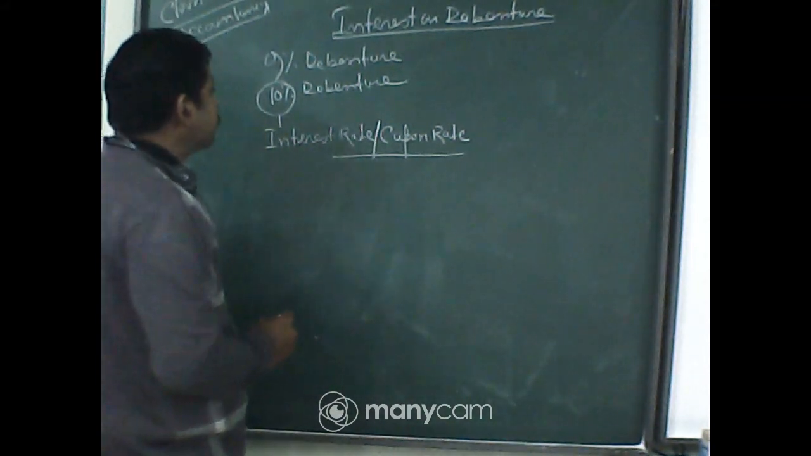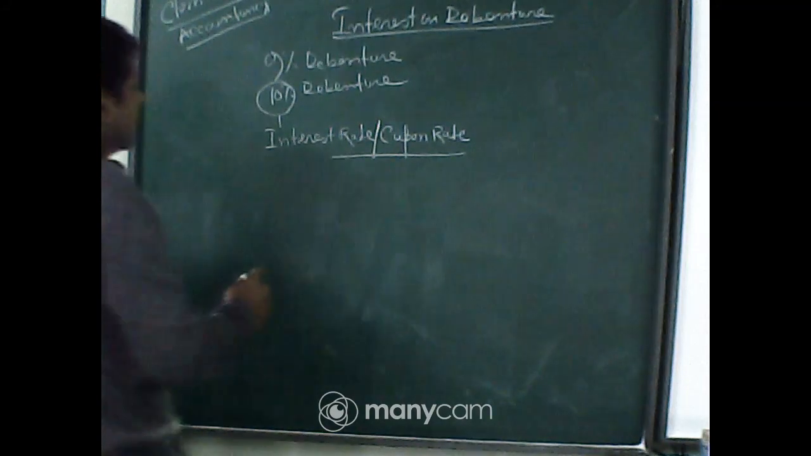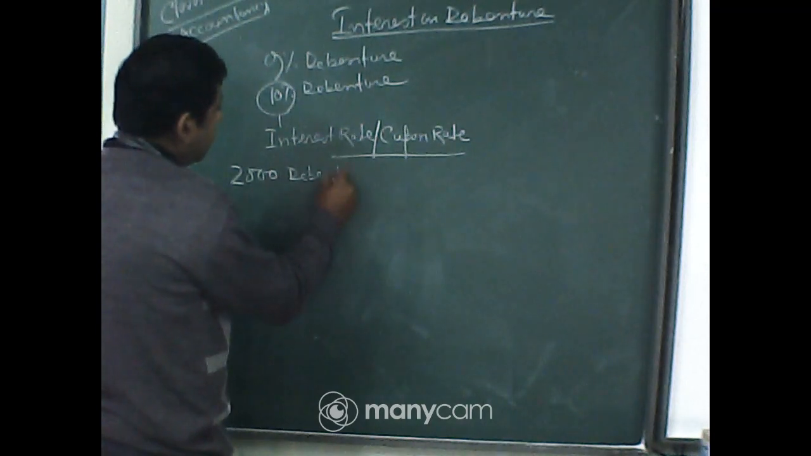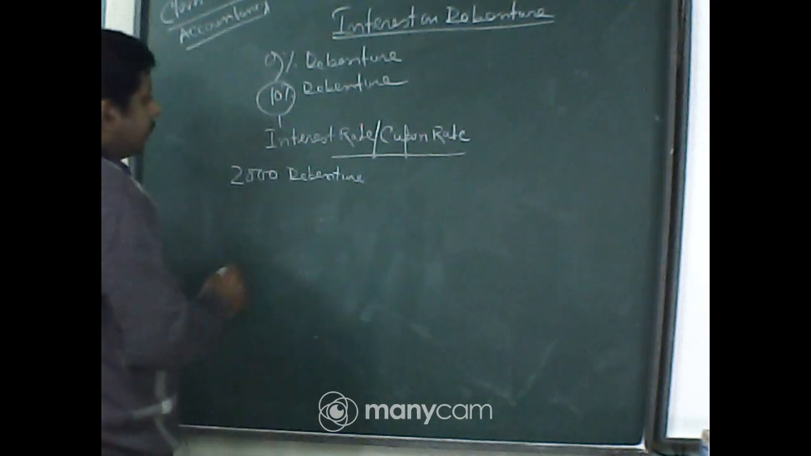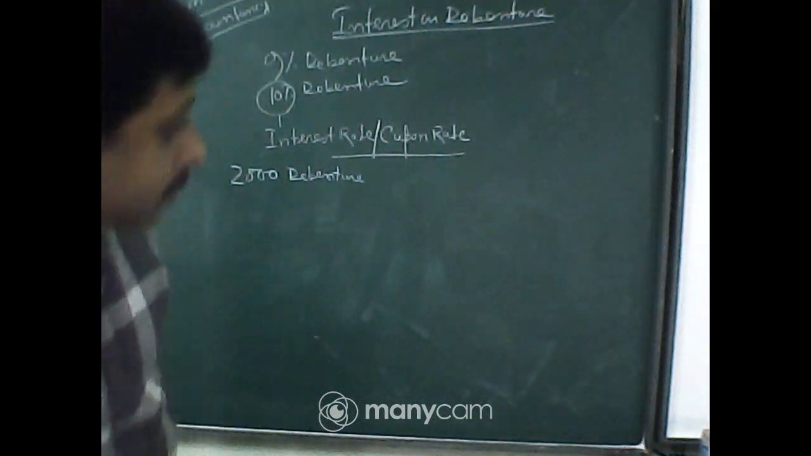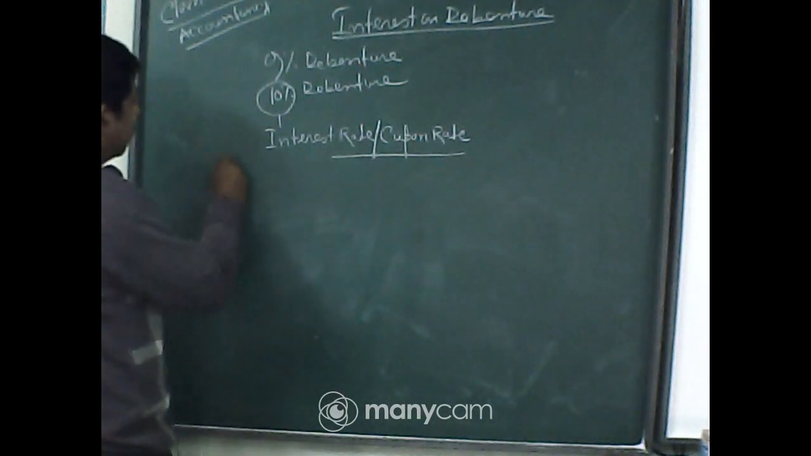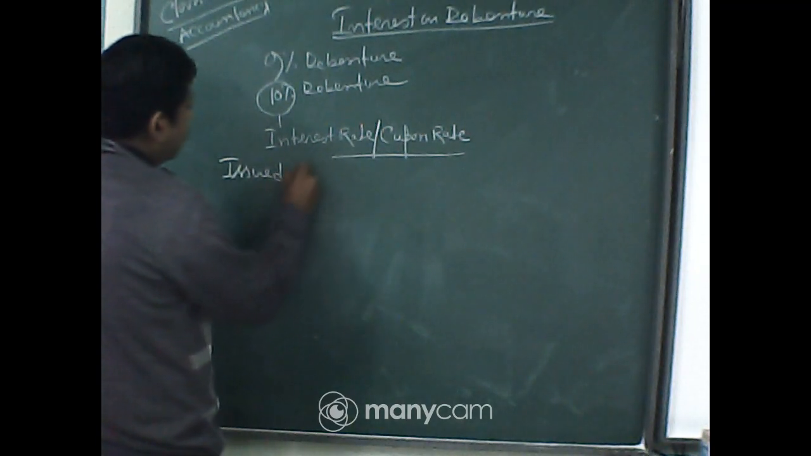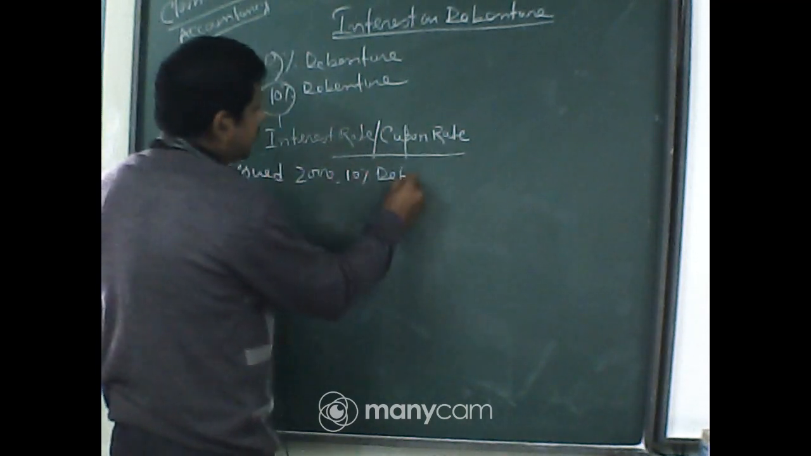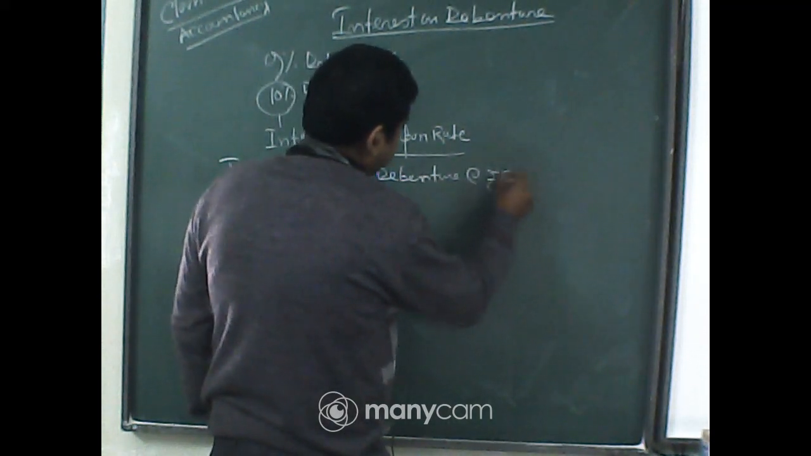Now, how will we calculate this interest? Suppose the company issued 2000 10% debentures at the rate of rupees 100. So, 100 is the nominal value.